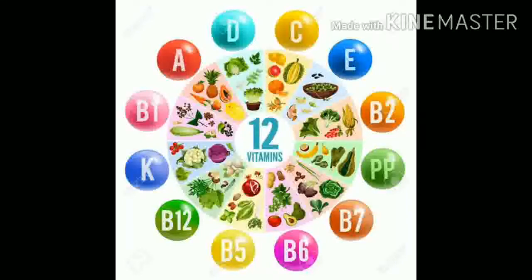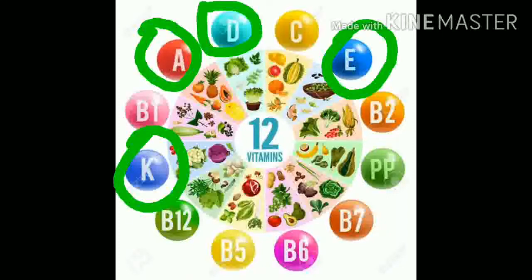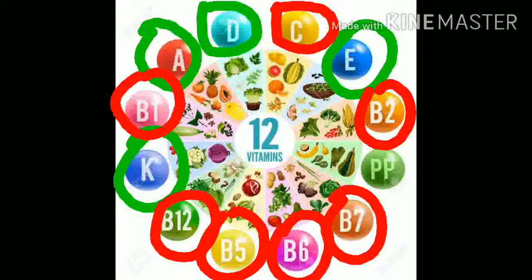We all know that vitamins are classified into two types. What are they? Fat soluble vitamins and water soluble vitamins. Fat soluble vitamins are A, D, E and K. That is vitamin A, vitamin D, vitamin E and vitamin K. And water soluble vitamins are vitamin B1, B2, B3, B6, B12 and vitamin C. All these are present in this picture. There are totally 12 vitamins. Both fat soluble and water soluble vitamins are given in this picture.